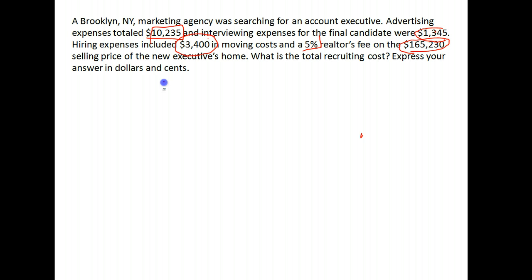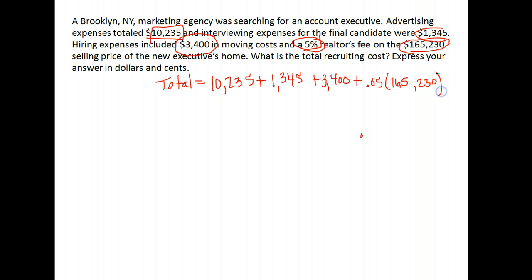So once again, we're doing the same type of problem we just did. We total the costs that we have. Okay, so we just write them all down as we go. And on the end, we have to calculate this 5% realtor fee. So move the decimal over 2 places to get 0.05. We get $165,230, and we go from there.